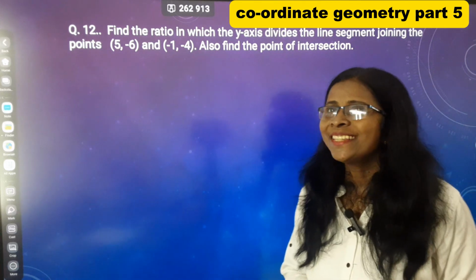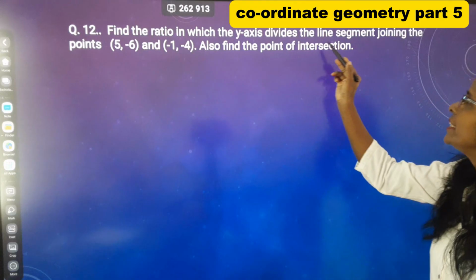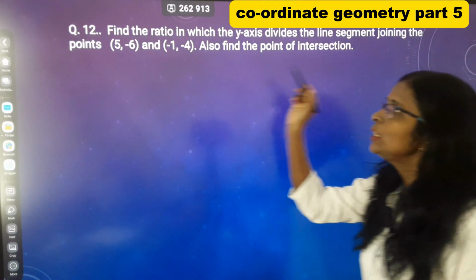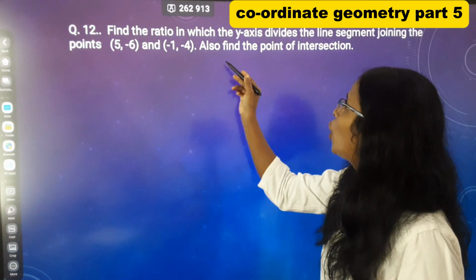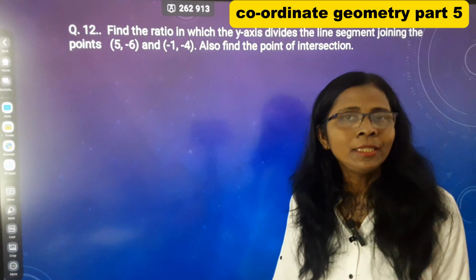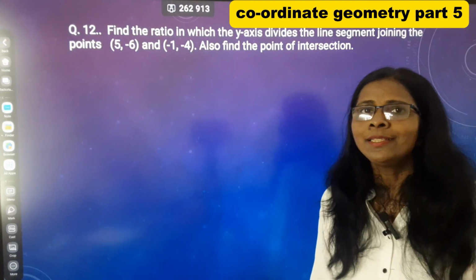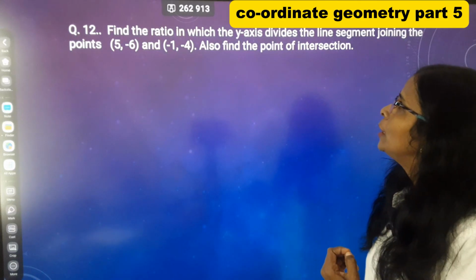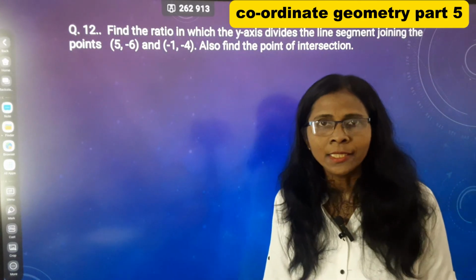Question 12, students. Find the ratio in which the y-axis divides the line segment joining the points (5, -6) and (-1, -4). Also find the point of intersection. So here, students, in this case we have to consider the ratio in which the y-axis divides the line segment.